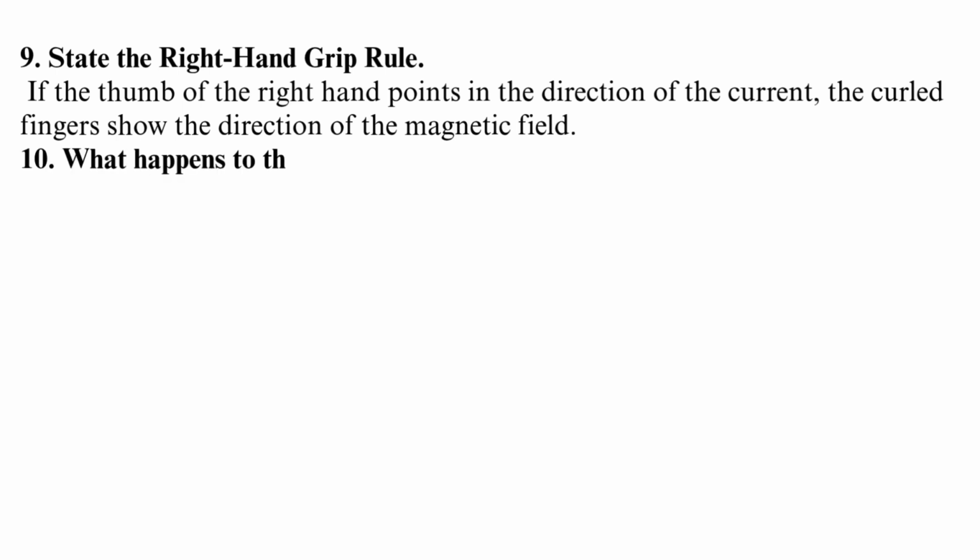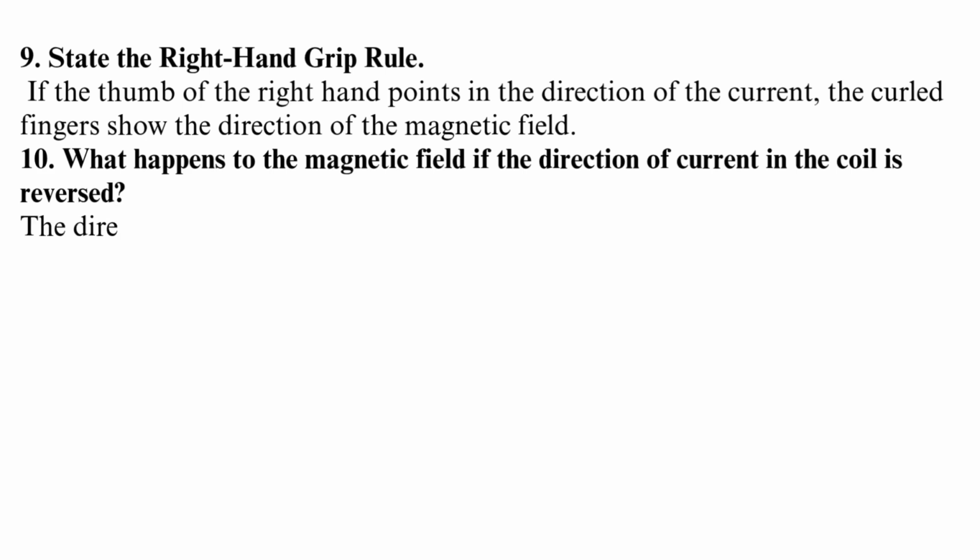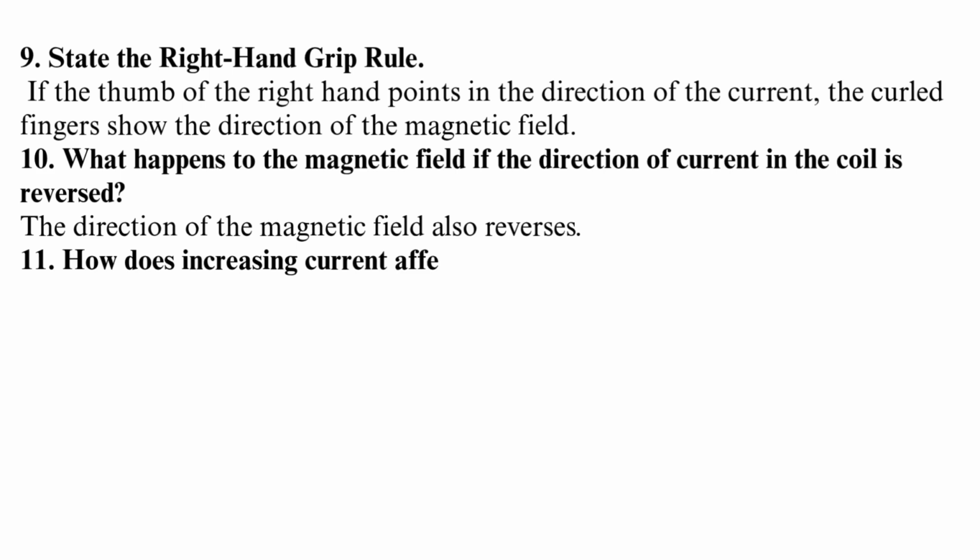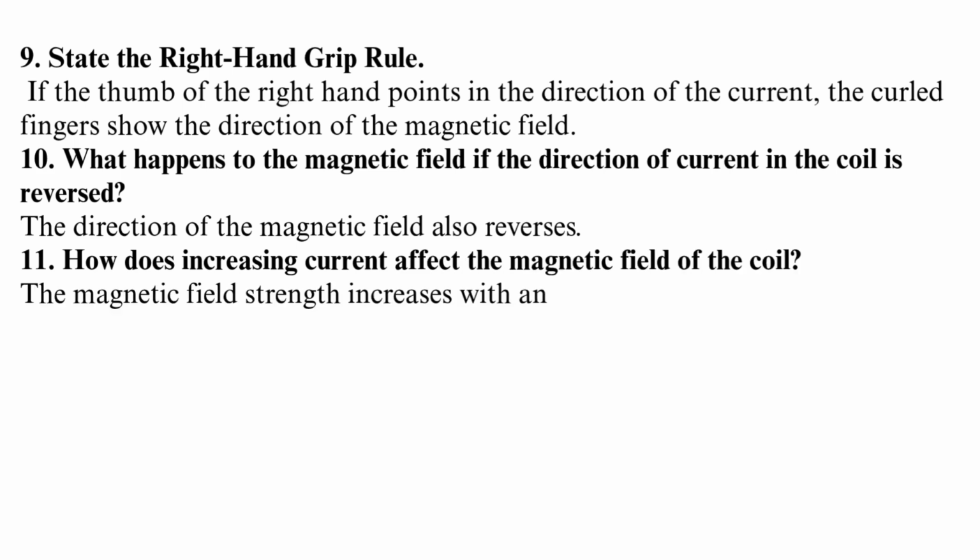10. What happens to the magnetic field if the direction of current in the coil is reversed? The direction of the magnetic field also reverses. 11. How does increasing current affect the magnetic field of the coil? The magnetic field strength increases with an increase in current.